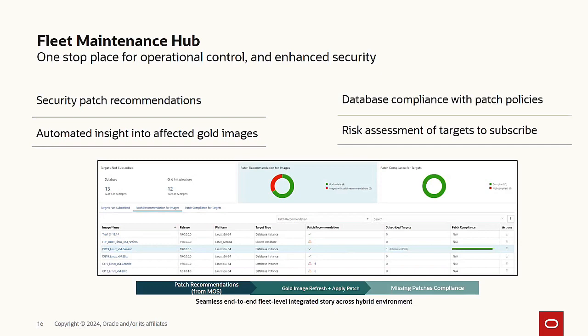Romit, one quick question. If customer has few databases running on AWS cloud and he wants to use Fleet Maintenance Hub to identify patches and apply them, can we use Fleet Maintenance Hub here? Absolutely. All we need is EM to see those targets. As long as EM can see those targets, that is, you have registered those targets in EM, we can patch them. So that's all what we need. Okay.